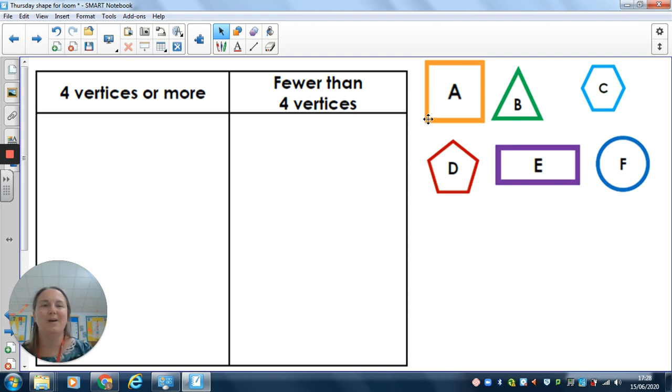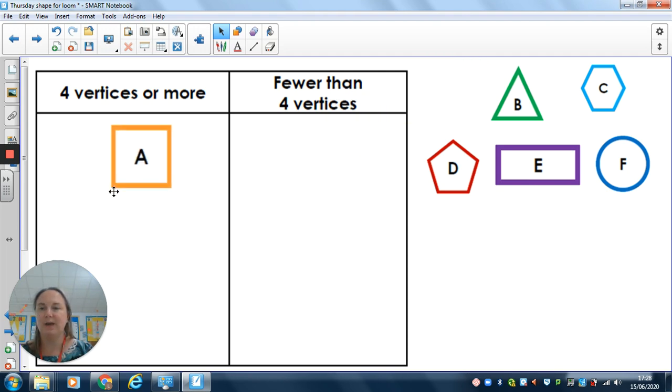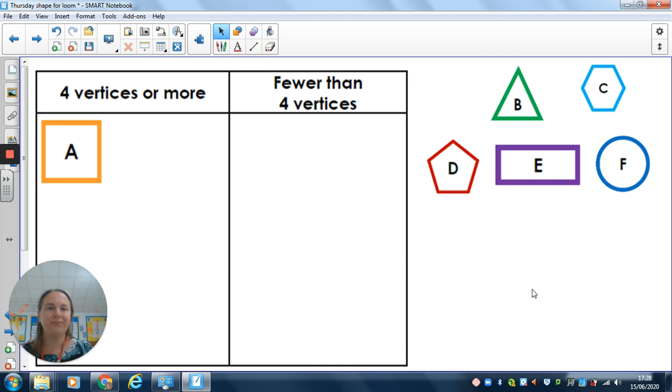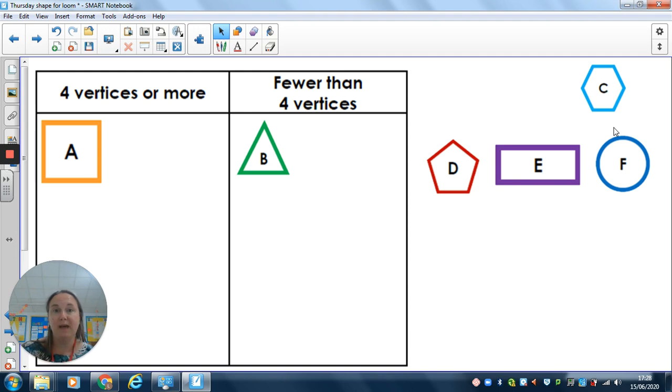Are we ready? So our square has 1, 2, 3, 4 vertices, so it's going to go in that section there. Have a look at B. Count how many vertices it has, and then point on your screen as to where it should go. Are we ready? So B is a triangle, and it has 1, 2, 3 vertices, so it would go in this section. Now look at C. Count how many vertices C has, and then point to where I should put it.